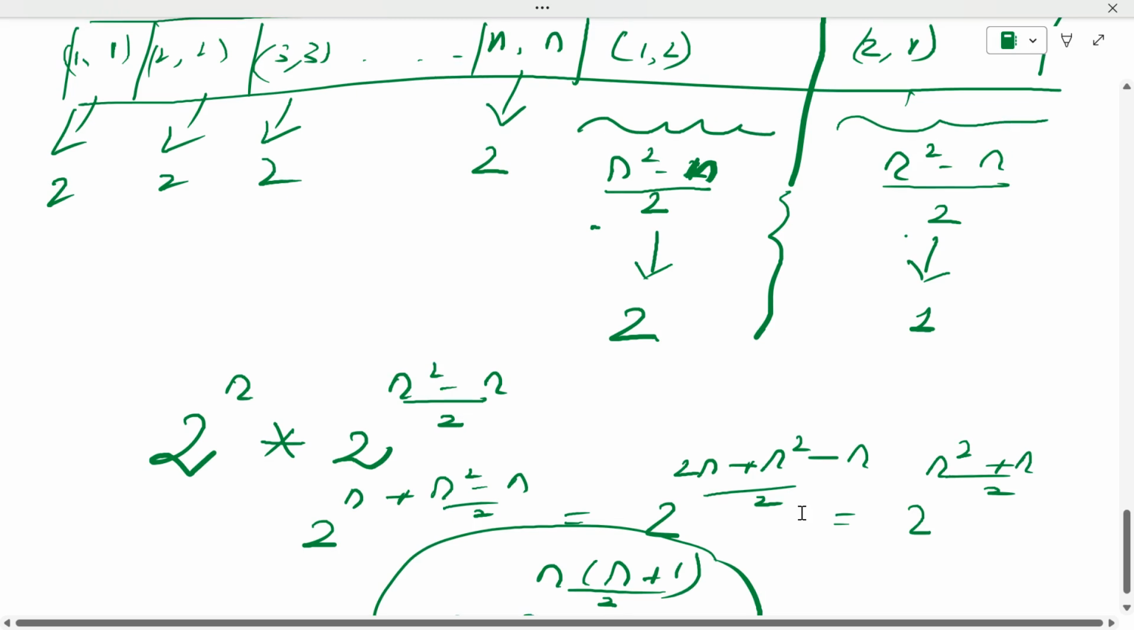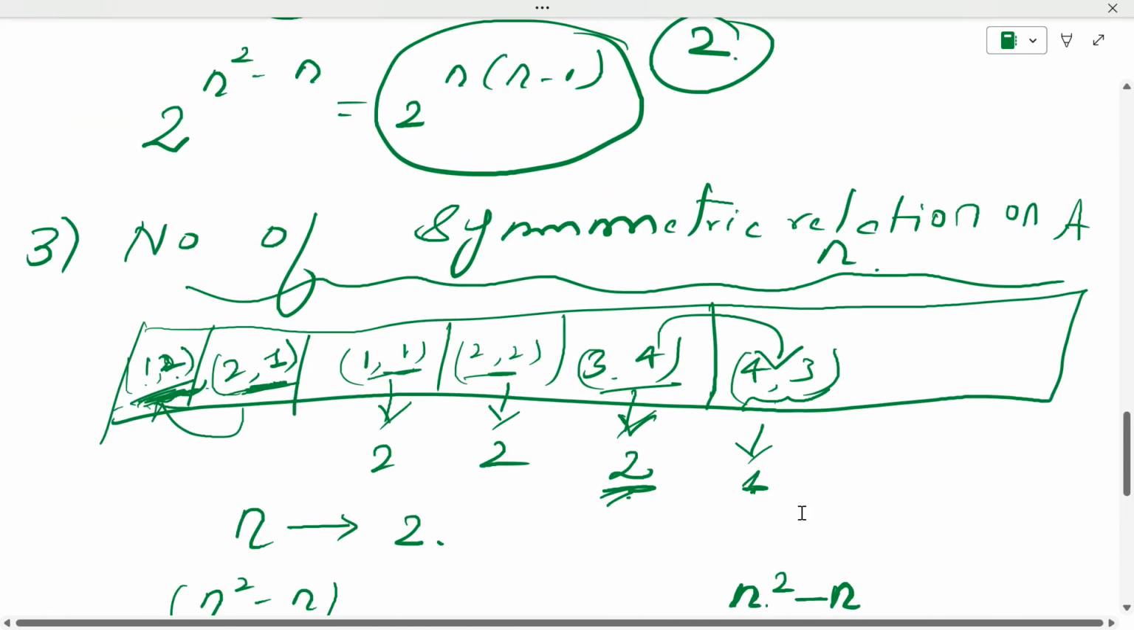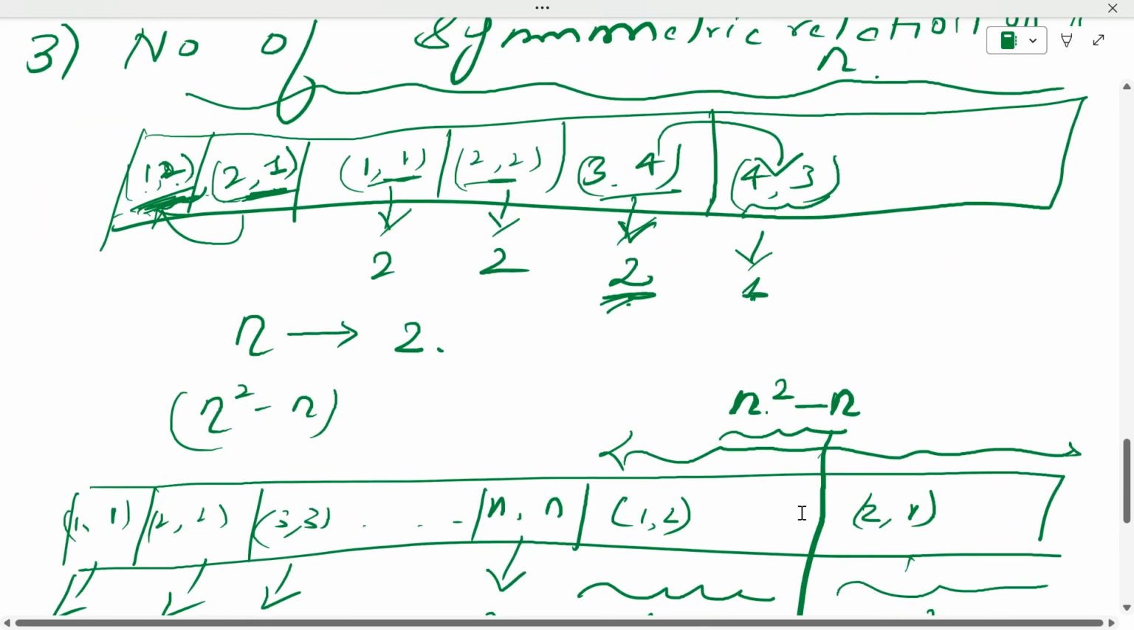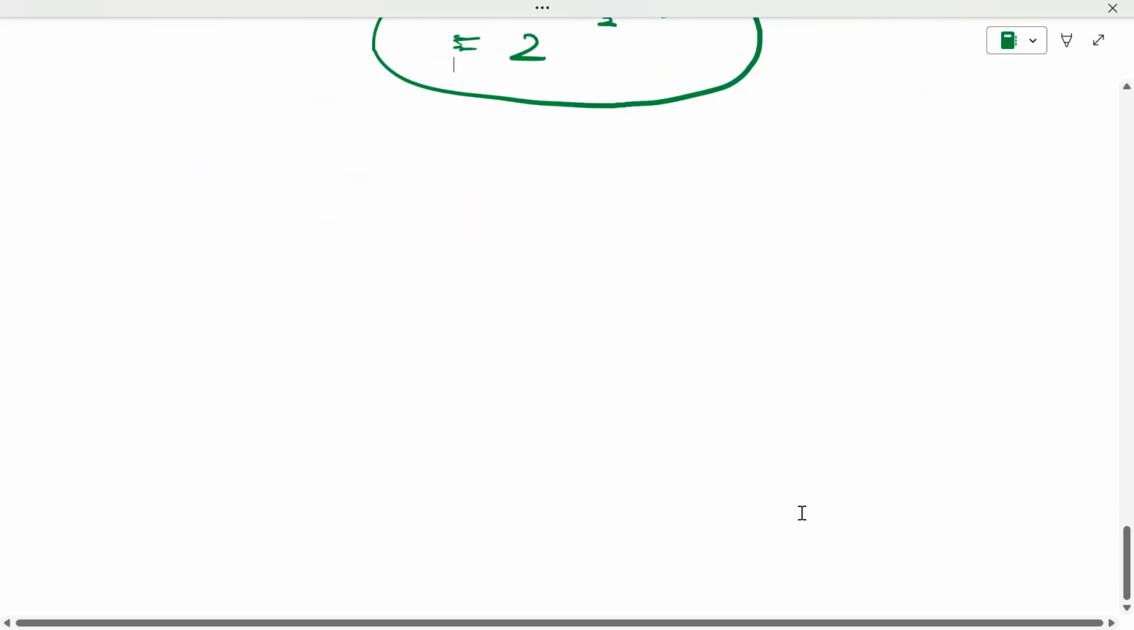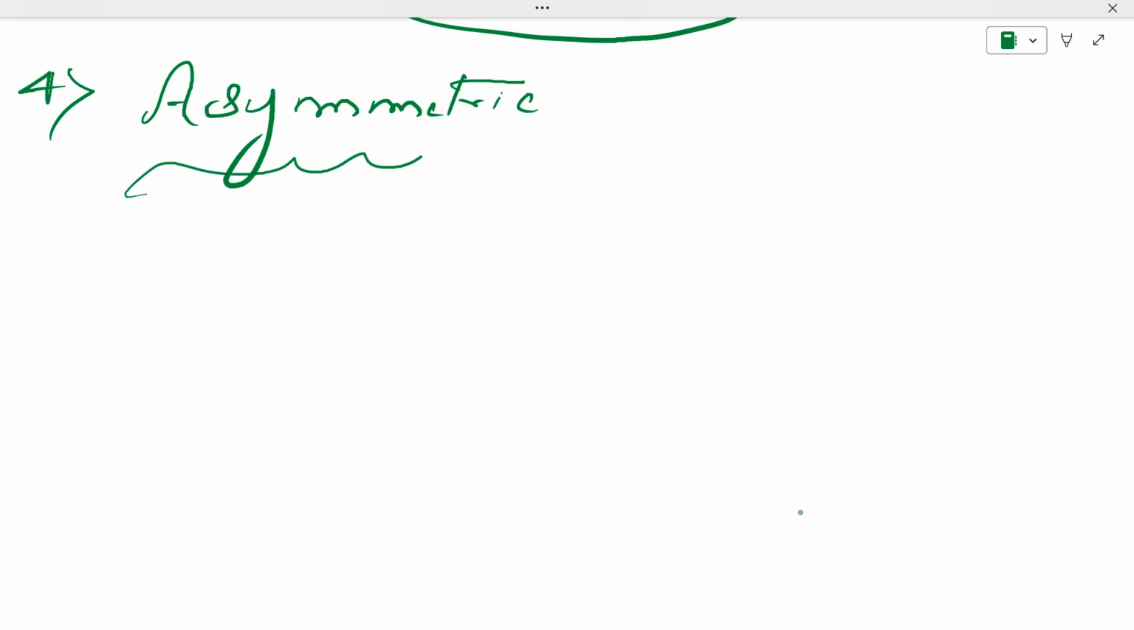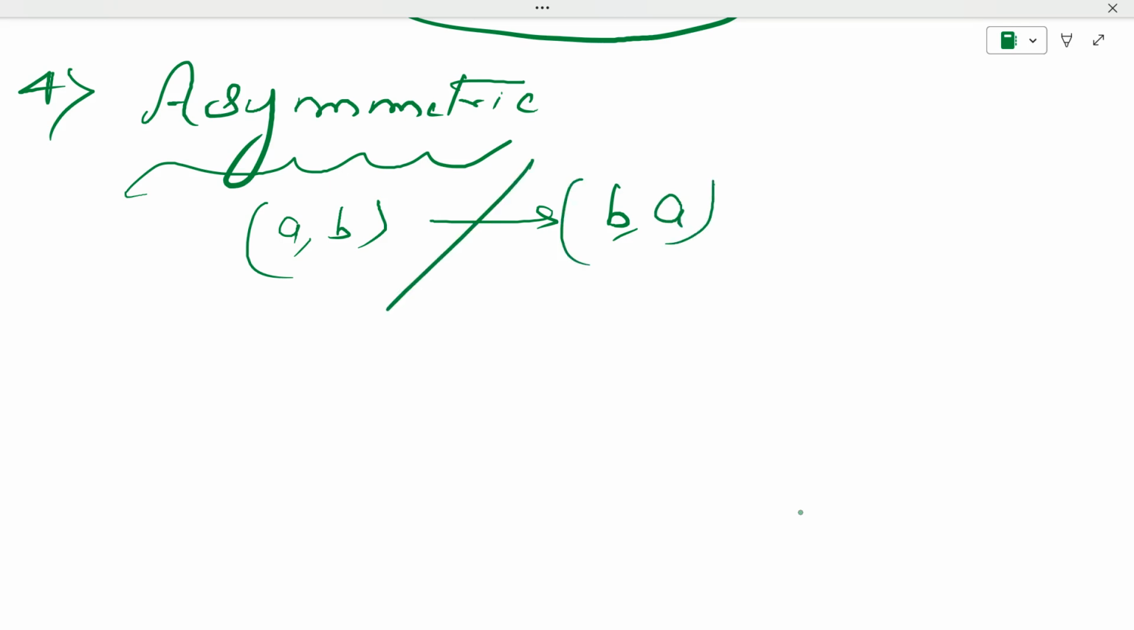So even if you don't remember this formula of the total number of symmetric relations, you can calculate it based on your analysis. That's why I'm showing this analysis part to you. Similarly, if we want to calculate the total number of asymmetric relations, asymmetric means that if AB is present, then definitely BA shouldn't be present. Okay. If AB is present, BA shouldn't be present.